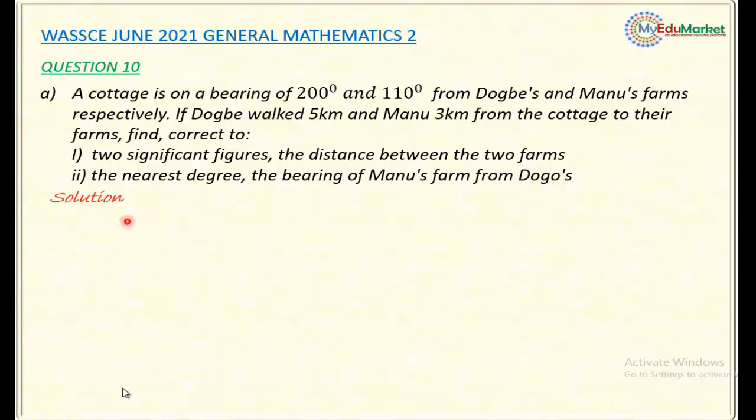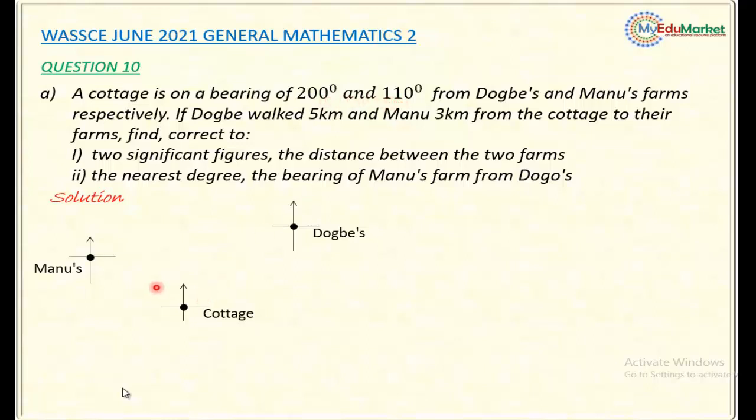Solution to this. To answer a bearing question, what we do first is to change all those statements into a drawing. This is very, very necessary. So let's see the 3 points given. This is the cottage, this is Dogbe's farm, and this is Manu's farm. The bearing of the cottage from Dogbe's farm is given as 200 degrees.